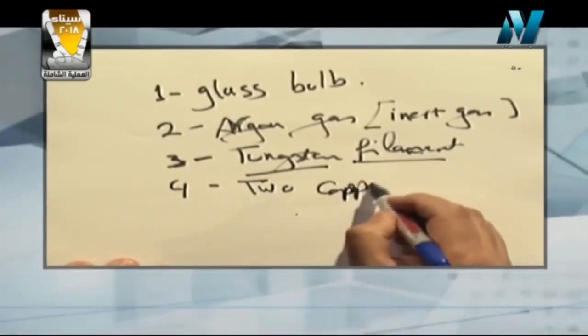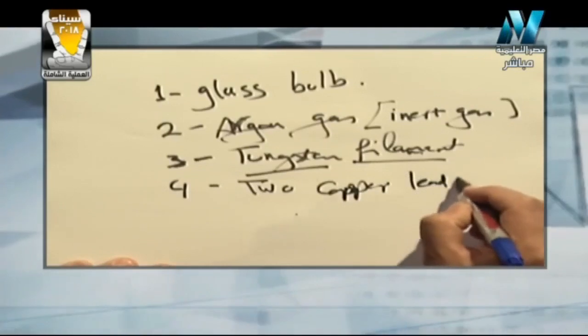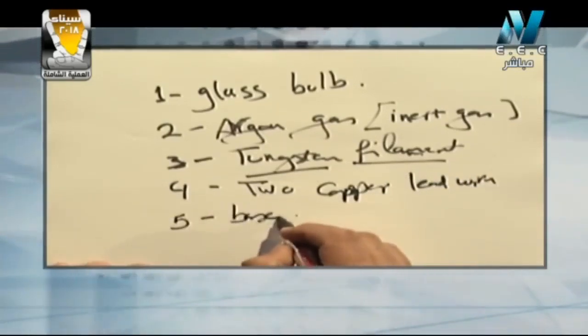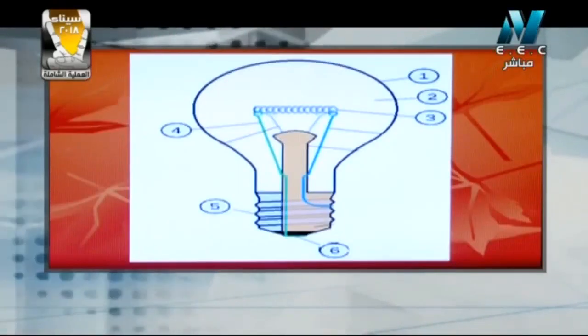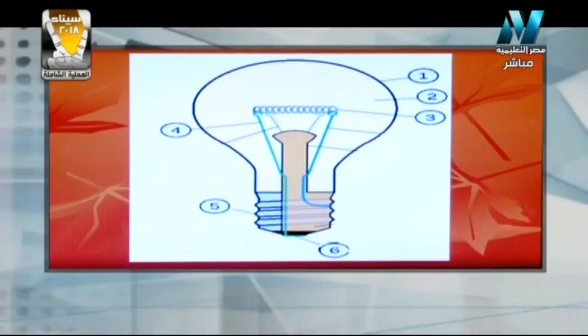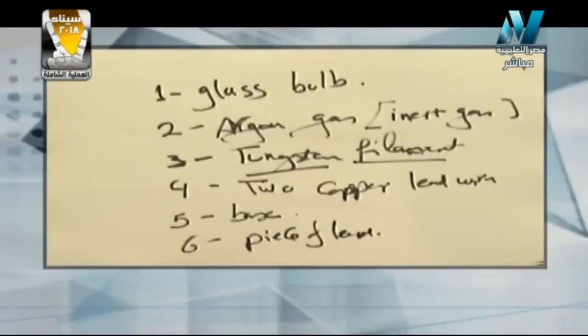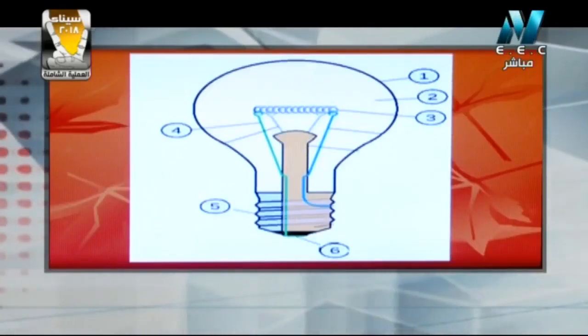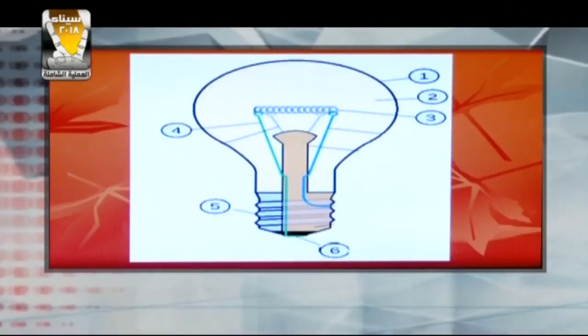نرجع تاني للصورة بعد إذنكم. 2 copper lead wires. Number 5 will be the base. Number 6 will be the piece of lead. Now we will summarize the structure of the light bulb. Number 1, again, number 1 is the glass bulb. Please the image again. أيوة. Number 1 is the glass bulb. Number 2 is the argon gas.